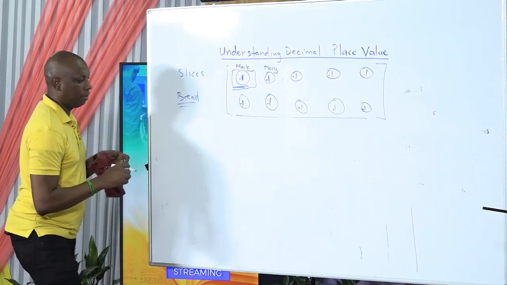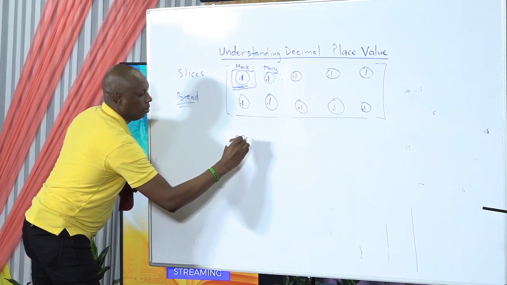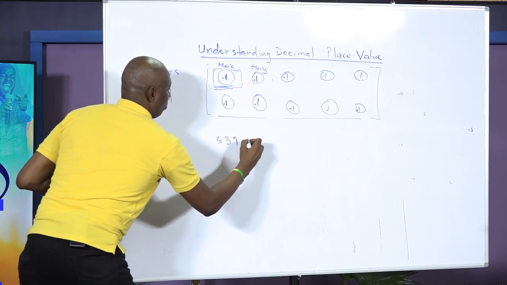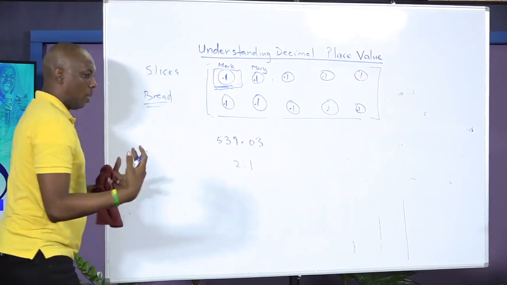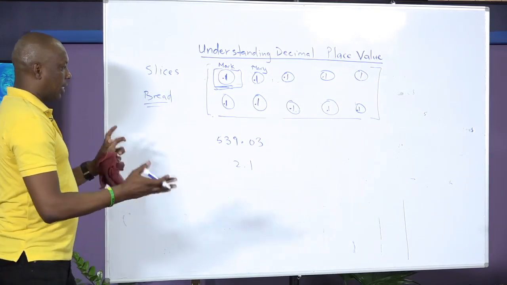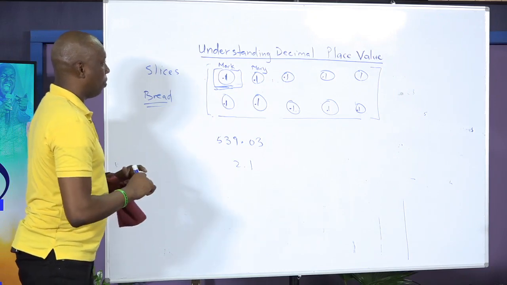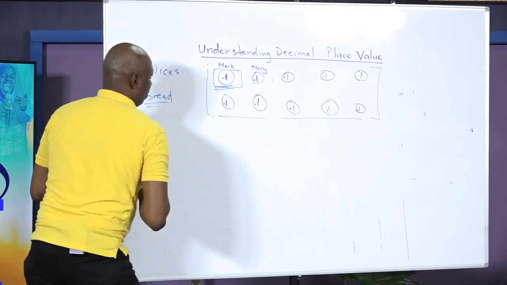I can have a decimal number 539.03. I can have 2.1. Any number that we want, we can write it in decimal format. There's a dynamics where we can go back and forth. So let's go back to understanding our place value system.